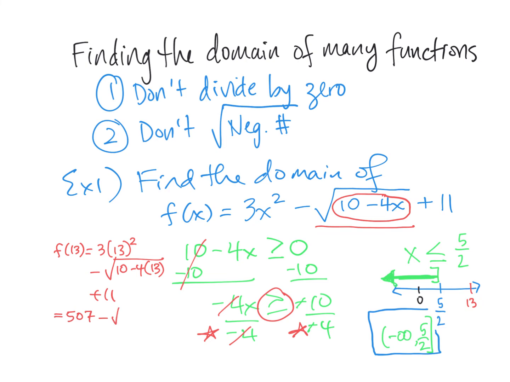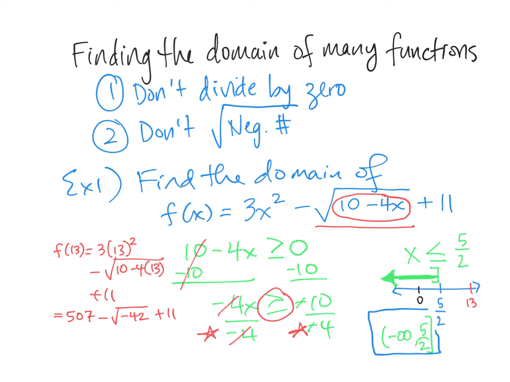Minus the square root of 4 times 13 is 52. So 10 minus 52 is negative 42. Plus that 11.